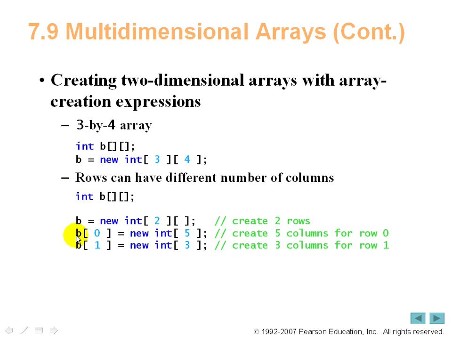Then we go and allocate those one-dimensional arrays of type integer, and we say that the first row of the array, b sub 0 represents the first row, is assigned a new integer array of 5 elements. So now row 0 has 5 columns. And then b sub 1 has a new integer array of 3 elements, so now the second row contains 3 columns. So you can in fact dynamically allocate both rectangular and jagged arrays.